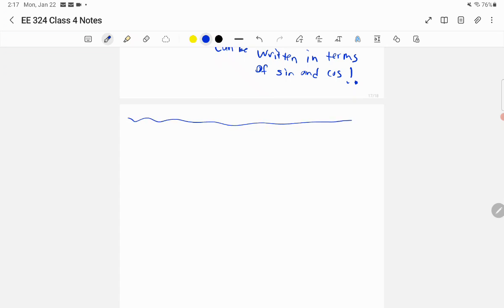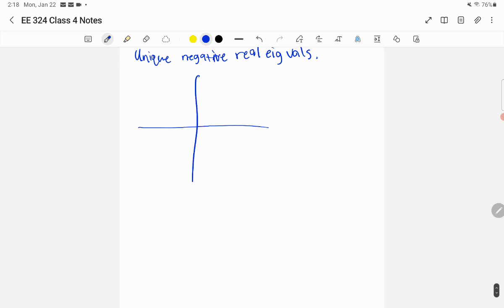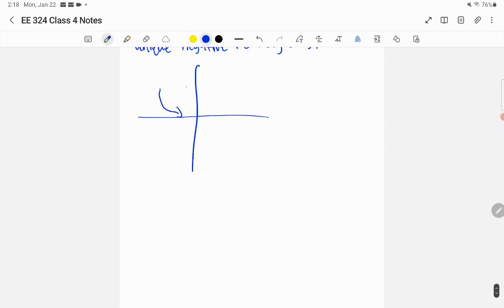The last thing that I wanted to discuss is the phase space examples. For example, unique negative real eigenvalues. So what would that look like? Something like this. It doesn't look exactly like this, but it would look something like this.